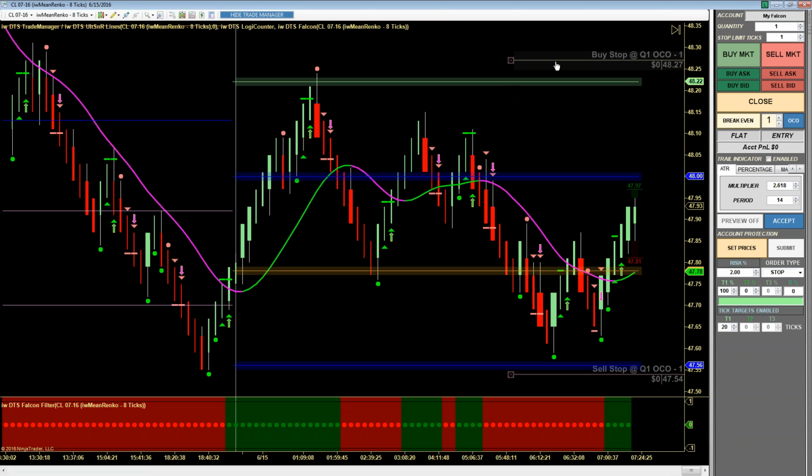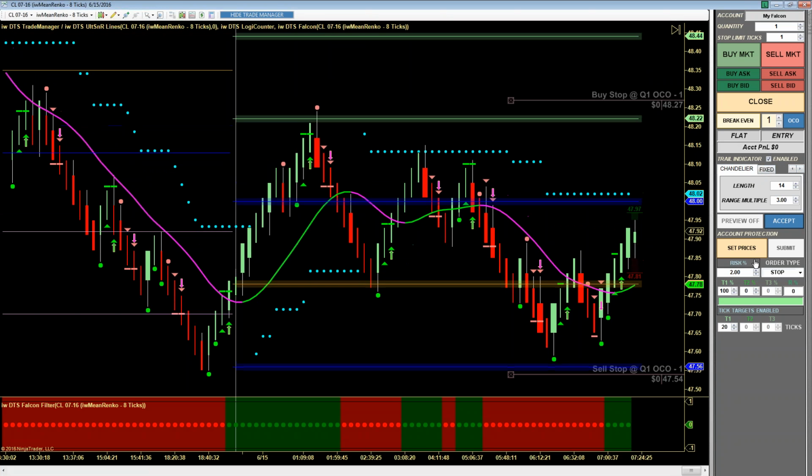When you're using your OCO orders, it's important to remember that they are live the moment you put them on your chart. Might go with the chandelier stop strategy. It's a little bit more conservative. Don't want to get whipsawed out of a premature market.